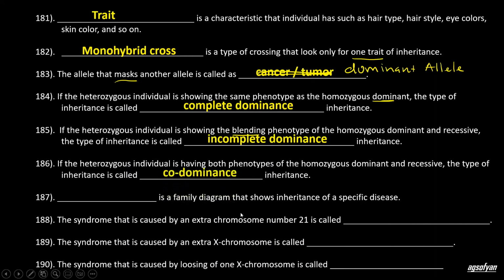Blank is a family diagram that shows inheritance of a specific disease. So this is called a pedigree.